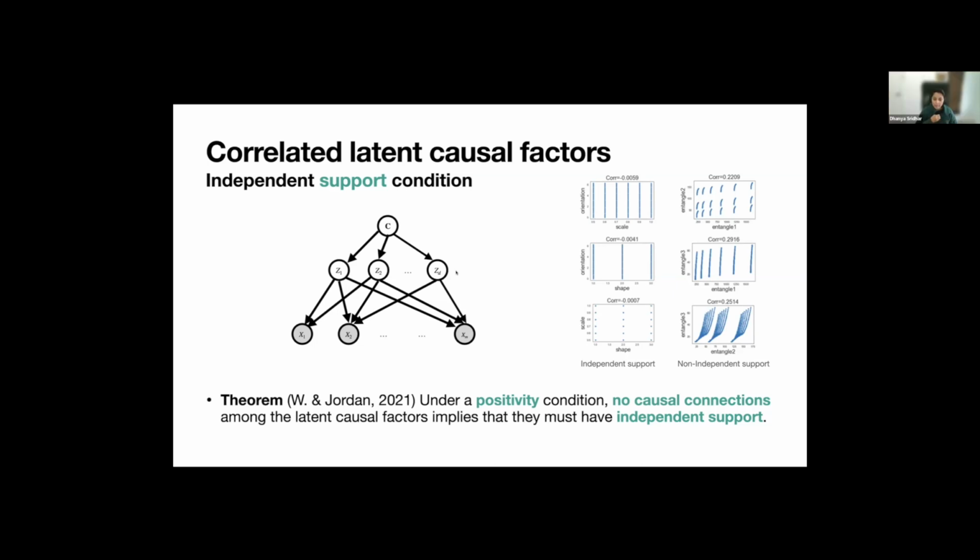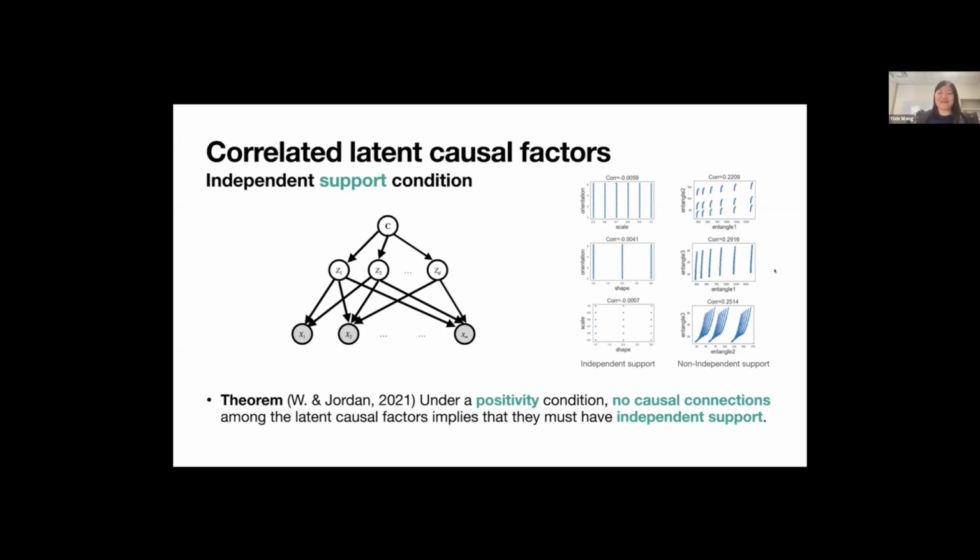Right. But maybe another way of asking this question: what do you think is going wrong with the right-hand column? Why are they violating independent support? Oh, this is because the factors are causally connected. I mean, this is a simulated example. We actually simulated causal connections. Oh, I see. Causally connected. Gotcha. Okay. This is a great clarification.